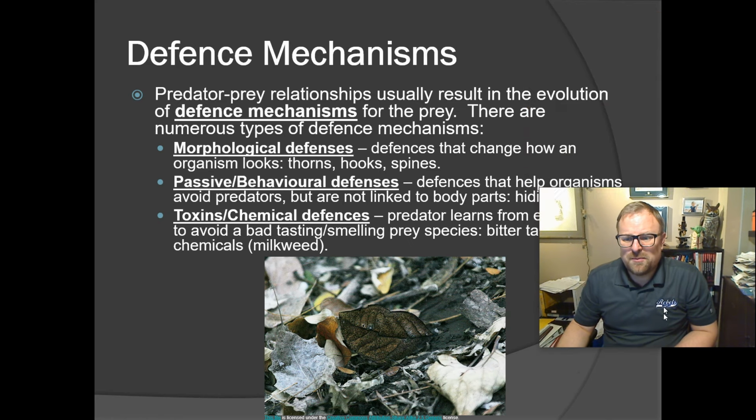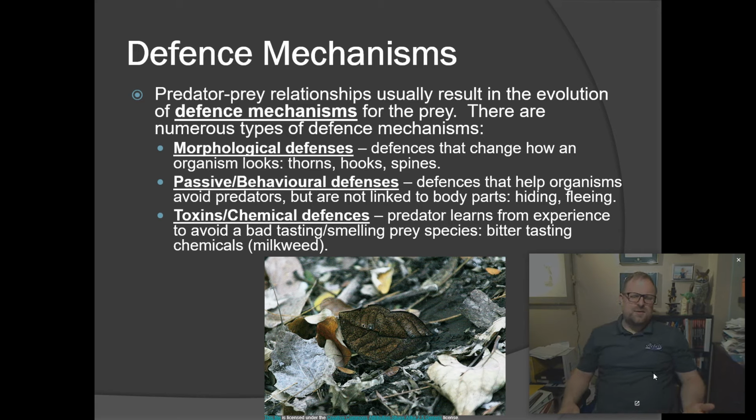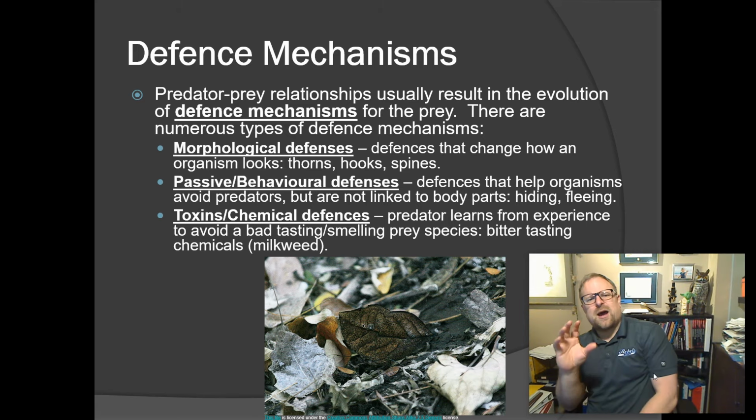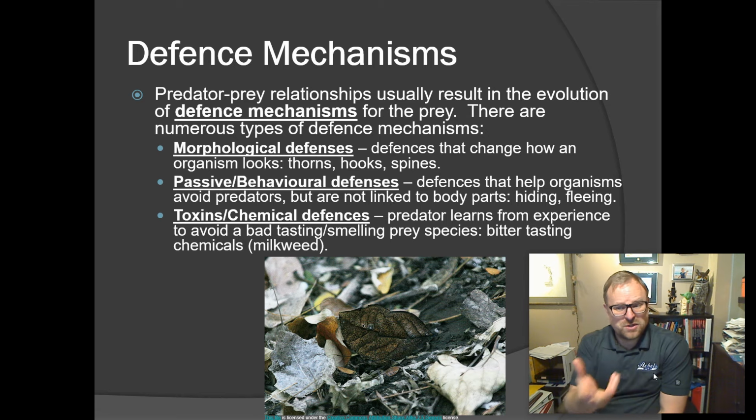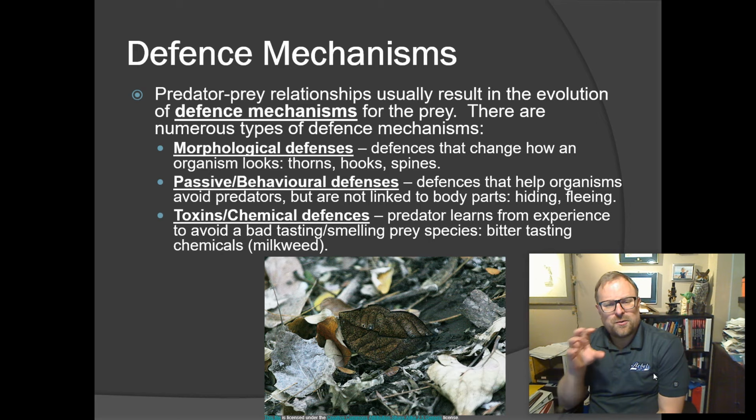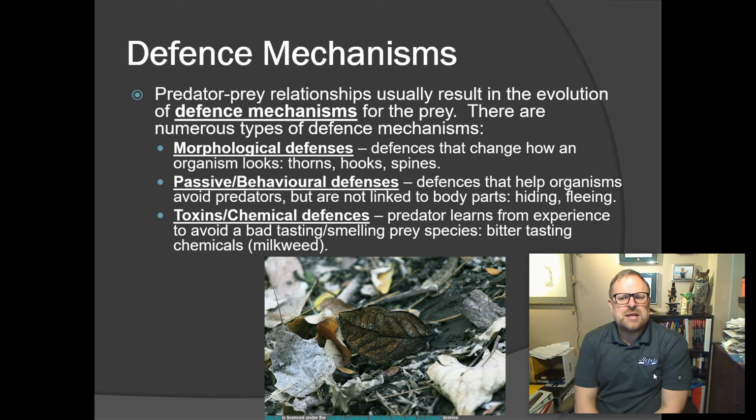What I want to get into talking about next is defense mechanisms. This is all part of how organisms will change themselves over time to decrease the competition that results from an overlapping ecological niche. These are things that would happen not overnight, but through evolution, as natural selection takes hold on a specific trait that is favorable for an organism. These predator-prey relationships usually result in the evolution of a defense mechanism for the prey.